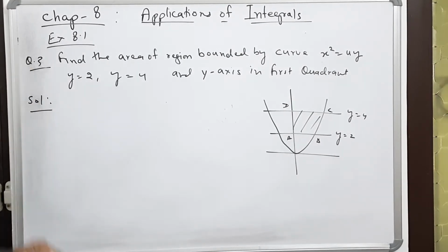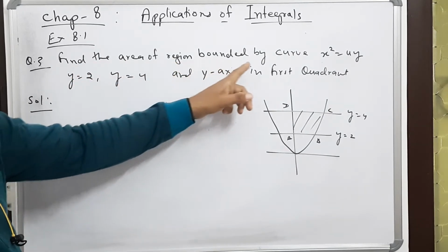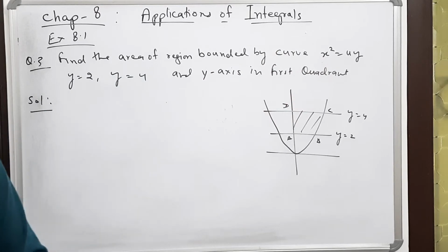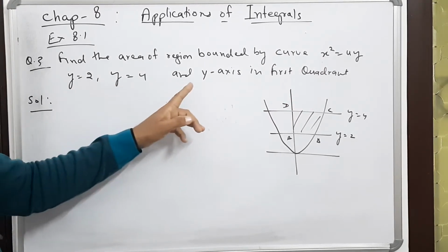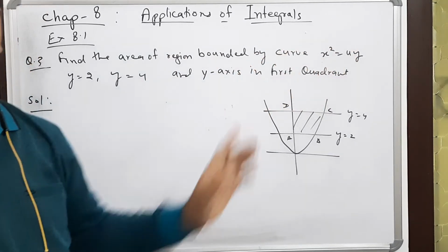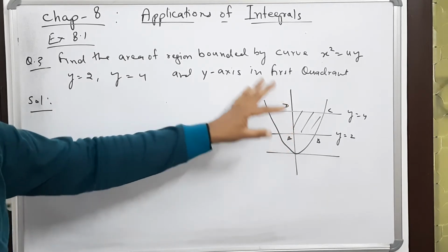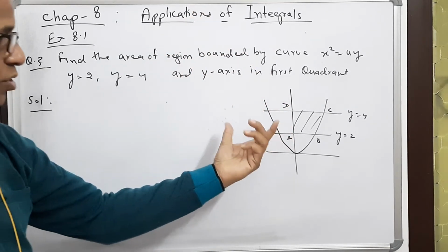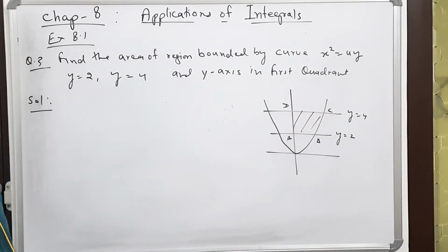Yes, dear students, see the third one. Find the area of the region bounded by the curve x square equals 4y, y equals 2 and y equals 4, and the y-axis in the first quadrant. You know this is a parabola, an upward parabola. You have already read this in class 11th, how to draw the diagram. So I have already made that part here.